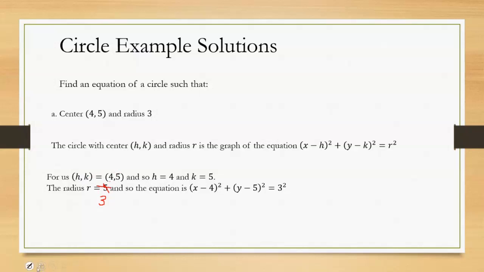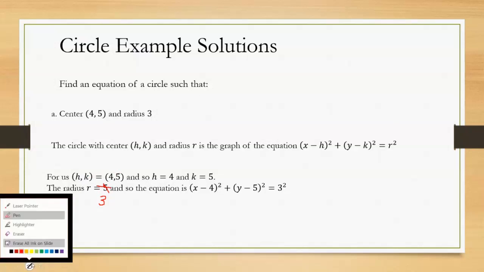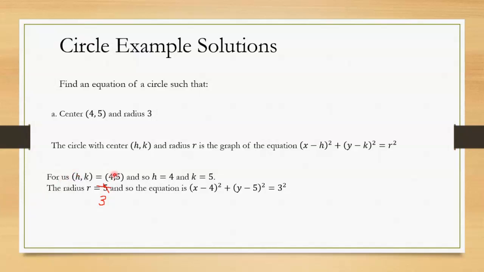Remember, if you have 2 points equal to each other, that means their x coordinates are the same and their y coordinates have to be the same as well. So h is going to be 4, k is going to be 5. So what we do is we just plug it in here, and we get this. Now the radius is 3, that's what r is. So we take r to be 3 and we get this. If you wrote it as 9 instead of 3 squared, that's fine.